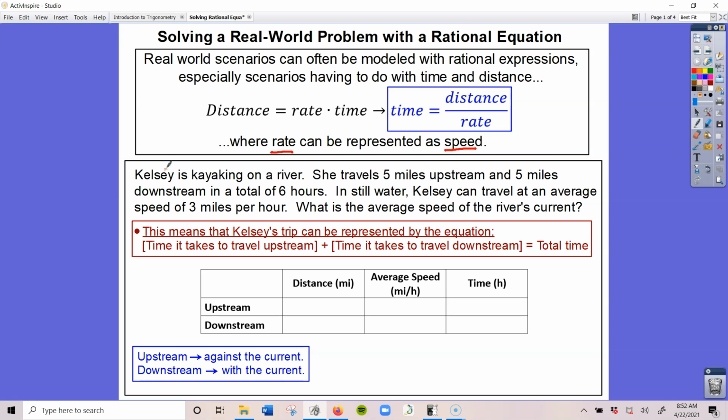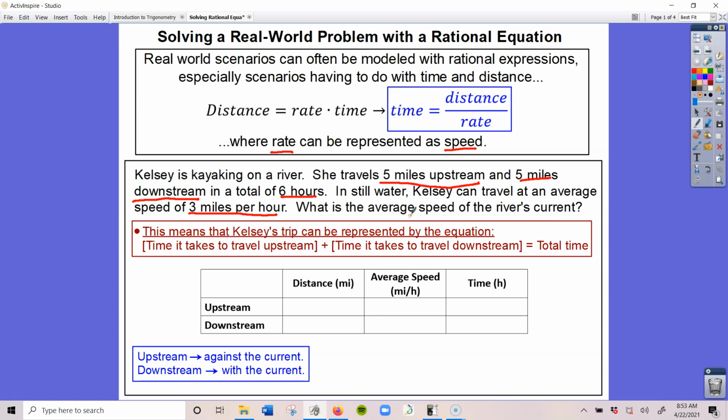So let's start off with this word problem and see if we can break it down. Kelsey is kayaking on a river. She travels 5 miles upstream and 5 miles downstream, in a total of 6 hours. In still water, Kelsey can travel at an average speed of 3 miles per hour. What is the average speed of the river's current?